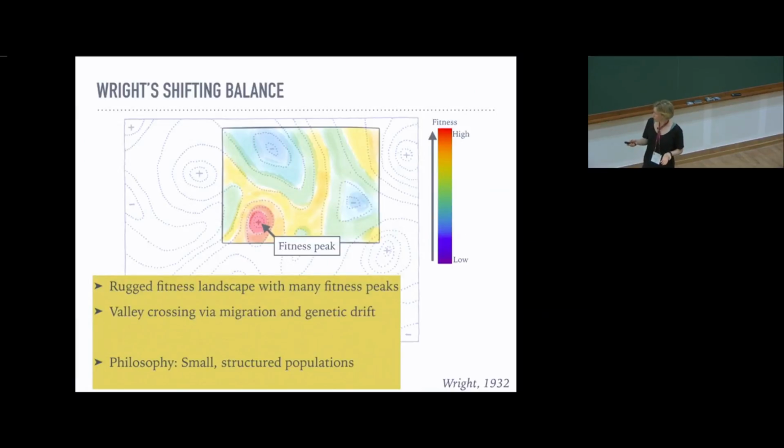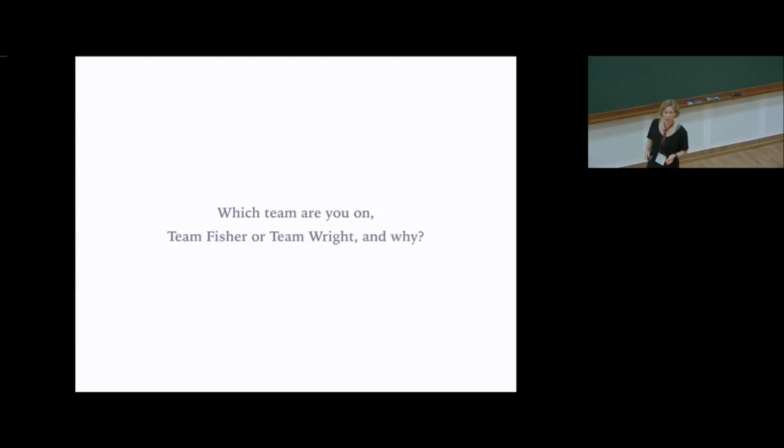And so that's why I'm going to ask you now, which team are you on? What do you believe is the mode by which populations often adapt? Are you going to be in Team Fisher, or are you going to be in Team Wright, and why is that so? I'm going to give you 2 minutes again to discuss, please, in pairs, and decide on one.